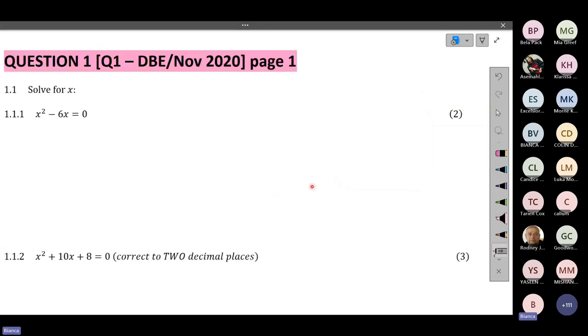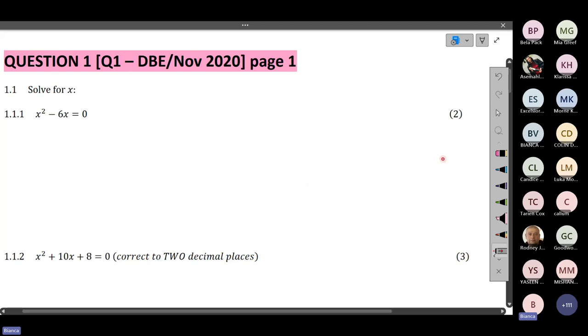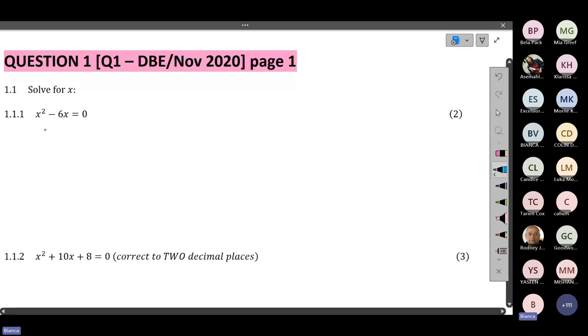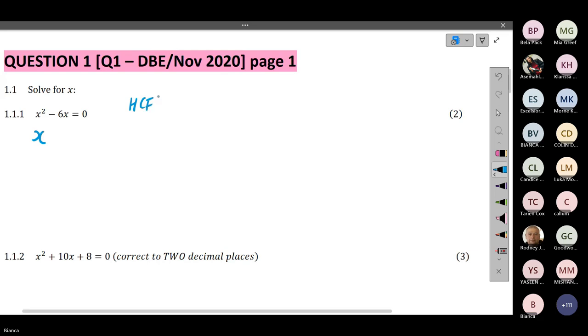Okay, so 1.1.1, it's 2 marks, it's a quadratic equation. So you see a square, it must be in standard form. It's already in standard form. All you need to do now is factorize. So you can take out a common factor of x, highest common factor. And then you're left with x minus 6.